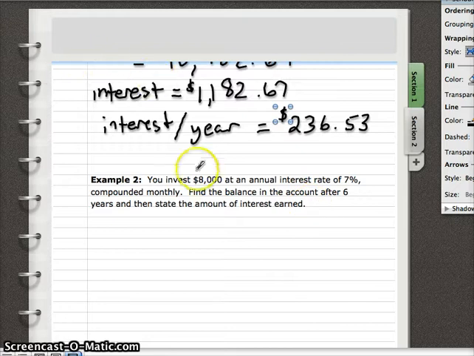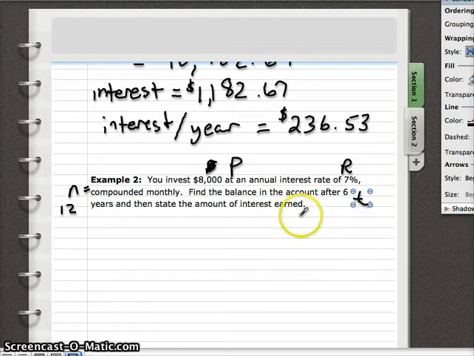This time I'm investing $8,000, so that's my P. This is my R, my interest rate, as a decimal, remember, so let's convert it to a decimal. And here's my N, compounded monthly, so my N is going to be 12 times. That's how many times it happens per year. And my balance in the account I want to know after 6 years, so 6 years will be my T. And then we'll figure out the amount of interest and the interest per year.